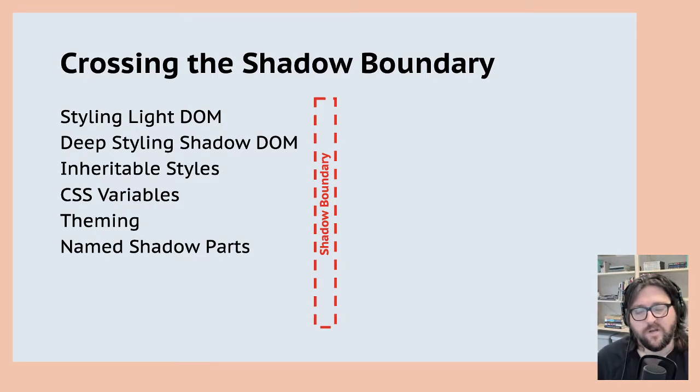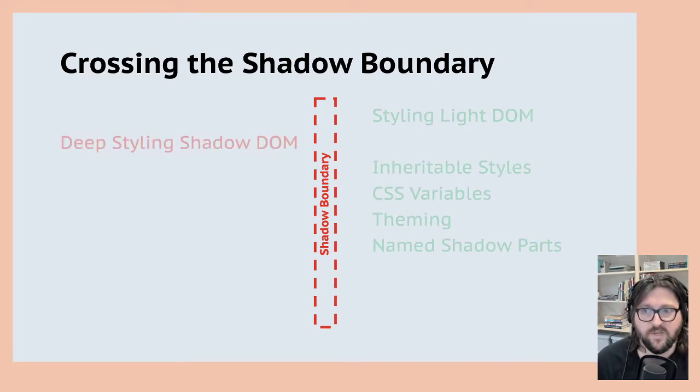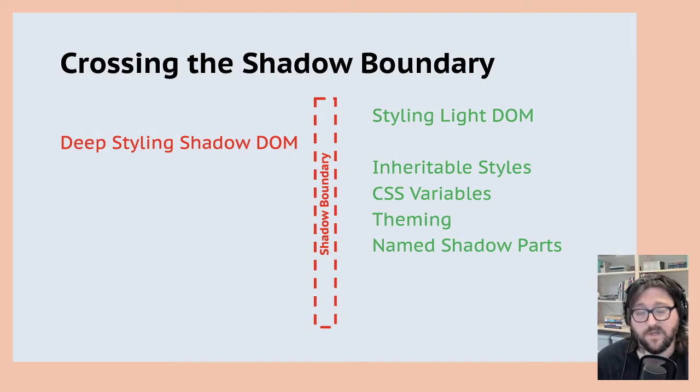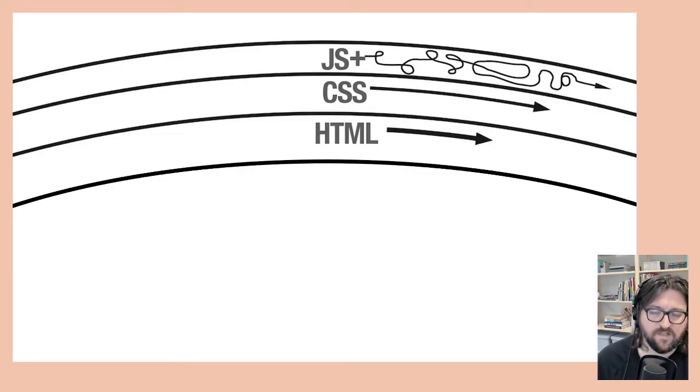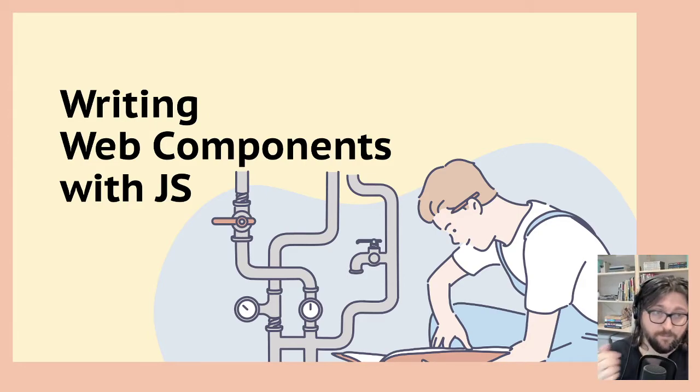So crossing the shadow boundary can be frustrating because some things go and some things don't. It's actually kind of comforting to me to know that deep styling is the one big no-no. But the idea there is, if that's my limitation, I can probably live in that world and not be as confused by the inheritable styles and other things that do cascade into the shadow boundary. So hopefully that makes sense. That cleared up the styling issues. We'll keep going here into JavaScript land.